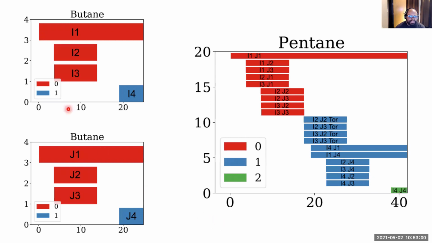So they're able to derive formulas for molecules like pentane by applying the persistent Kunneth theorem to simpler molecules. For example, here they show how the Tor part appears in their expression of the sublevel set persistence of pentane from the persistent homology of butane.